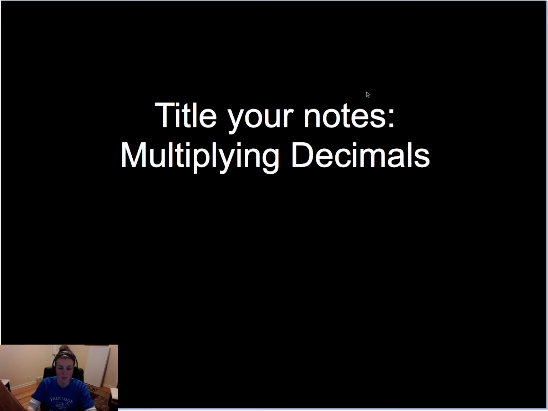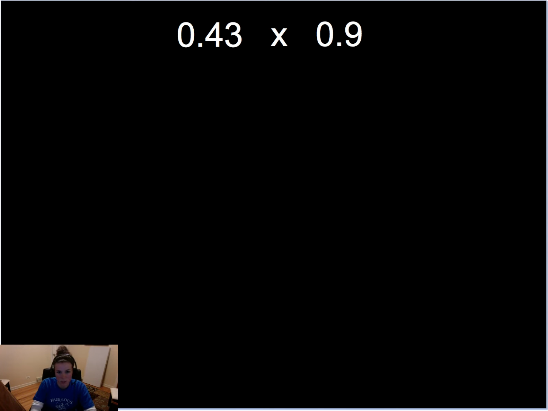Hi everybody! Today's video is on multiplying decimals, so make sure that you title your notes. We're only doing two examples today, so the first example is 0 and 43 hundredths times 0 and 9 tenths.